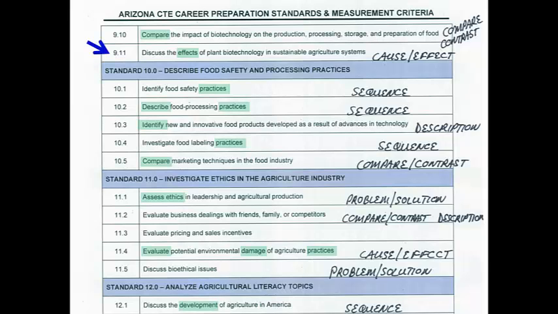Moving on, Objective 9.11 represents cause and effect. In 10.1, the word practices is a common signal word, often for a sequence of events. In 10.3, the word identify is often asking students to describe. And as in the case of this objective, analyzing multiple views may be important for understanding, like also exploring the cause and effect relationship of the advances in technology.